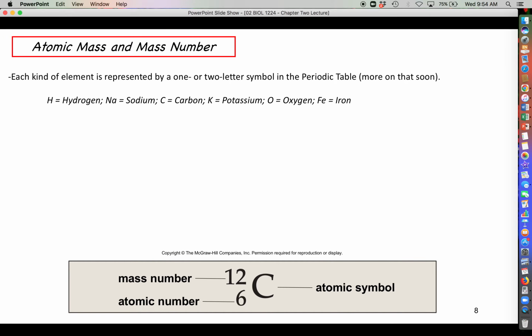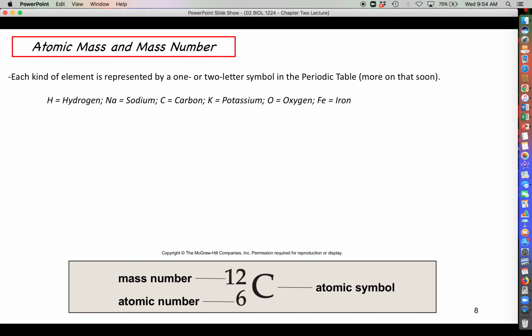Okay, so let's take a look at atomic mass and mass number. First of all, if you go back and look at the periodic table, each kind of element is represented by either a 1-letter or 2-letter symbol. For example, hydrogen is H, sodium is Na, carbon is C, potassium is K, oxygen is O, and iron is Fe. The first thing that you should go ahead and register with yourself is that not every element is going to have a symbol that matches its first or first 2 letters.